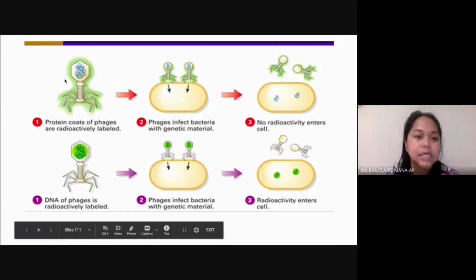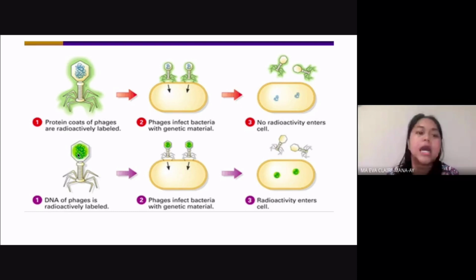In one type of bacteriophage, they used proteins. In the other type of bacteriophage, they used DNA. They also used radioactive material so that they could see whether there's some radioactivity inside the bacterial cell once it has been injected by protein, or whether there's going to be some radioactivity inside the cell if they inject DNA inside it. So they injected both protein and DNA. Your bacteriophages, your viruses, were made to infect the bacteria.